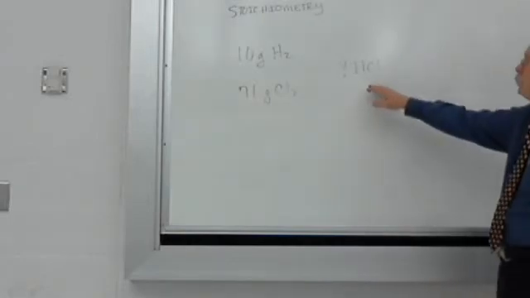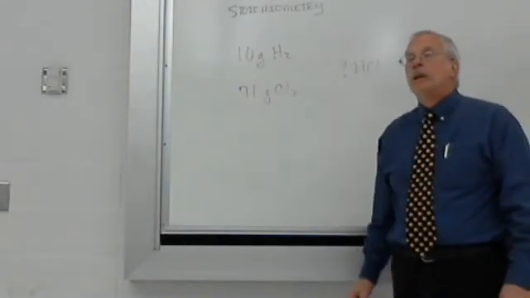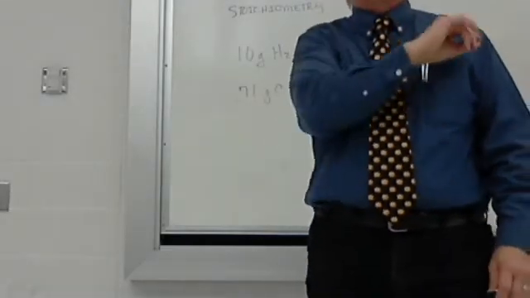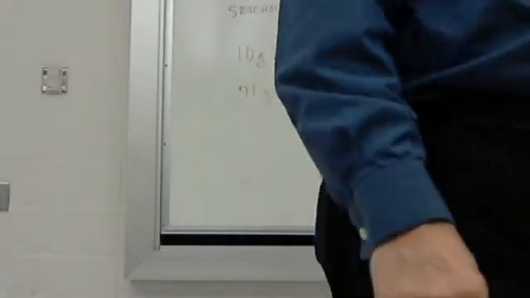So, here's the job. We have 10 grams of hydrogen and 71 grams of chlorine, and we're mixing them together. The question is, how much HCl can I produce? Can I declare what the limiting reagent is here? No. I cannot.